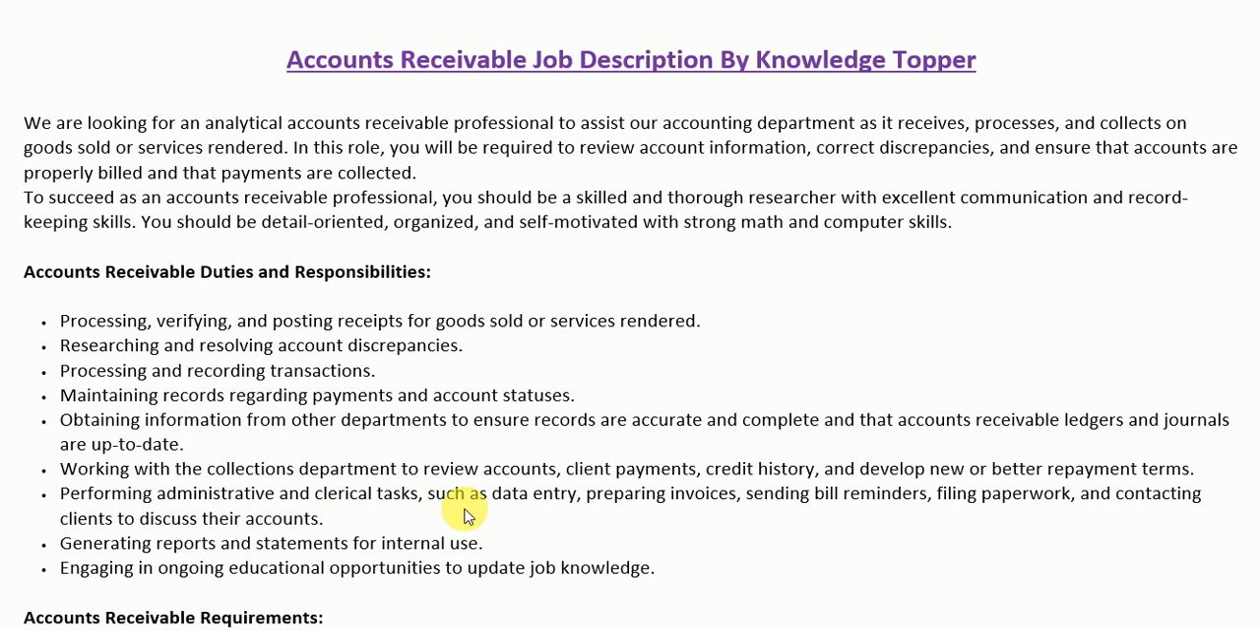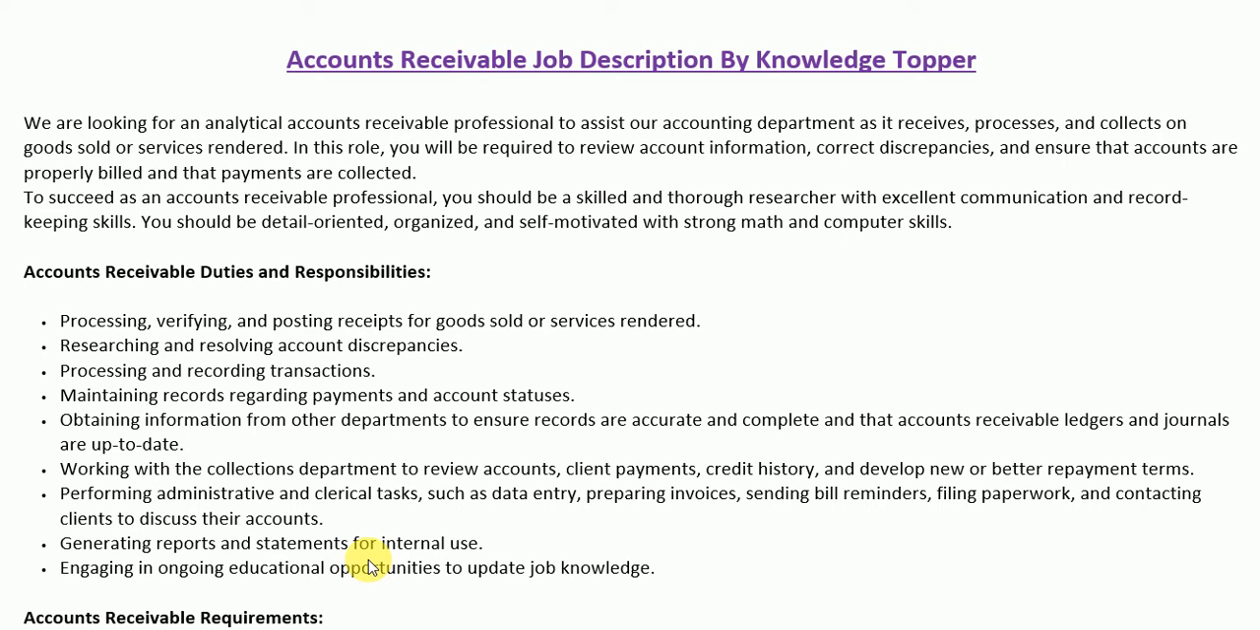performing administrative and clerical tasks such as data entry, preparing invoices, sending bill reminders, filing paperwork, and contacting clients to discuss their account, generating reports and statements for internal use, engaging in ongoing educational opportunities to update job knowledge. So all these are the detailed duties and responsibilities as part of your job of an accounts receivable.